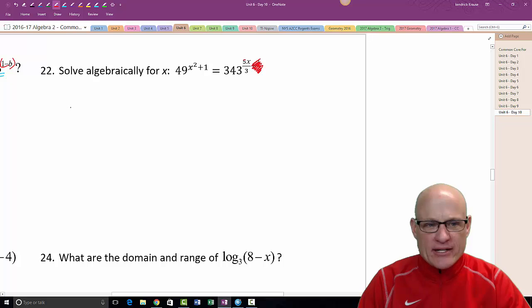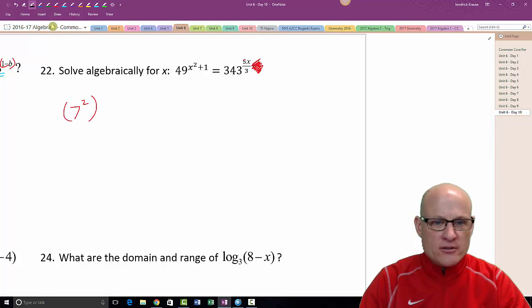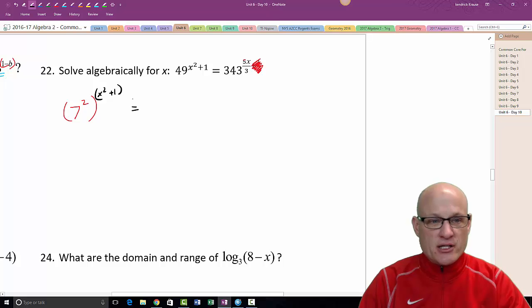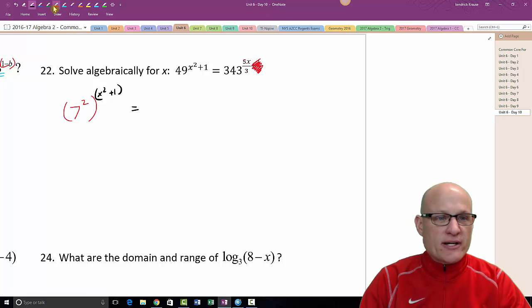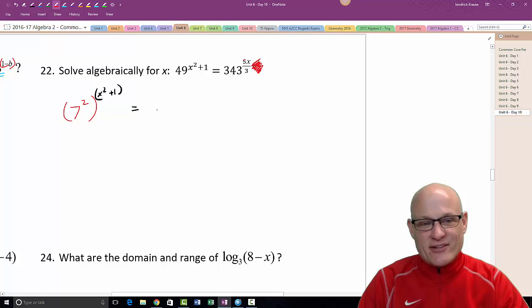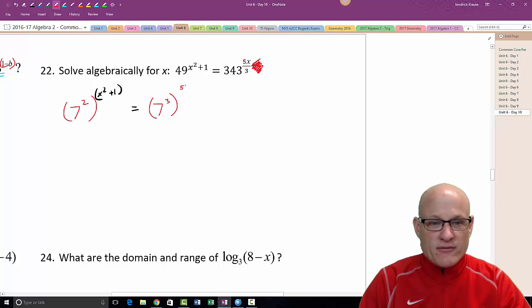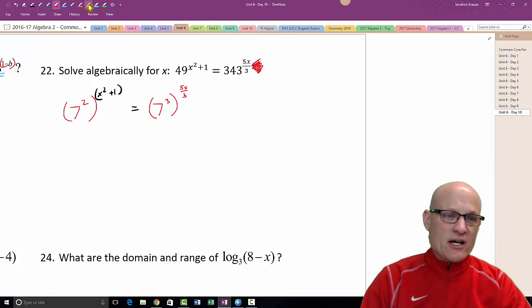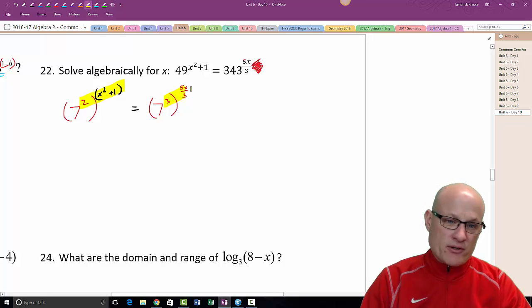Oh, isn't 49 really just 7 squared raised to the x squared plus, oh yeah, in parentheses, equals. And then if you come over to your calculator, you'd find out that 7 cubed is really 343 raised to the 5x over 3. Once I've done that, I just set these exponents equal to each other. That's it. That's all you do.